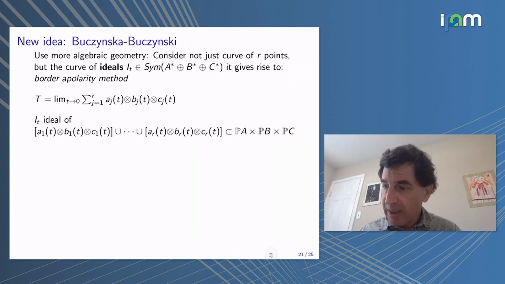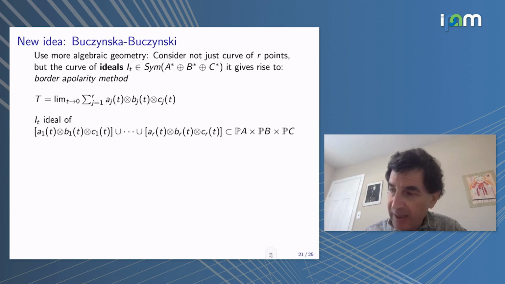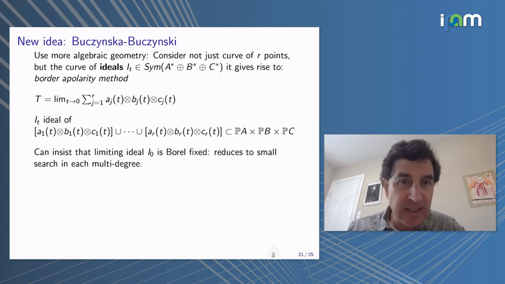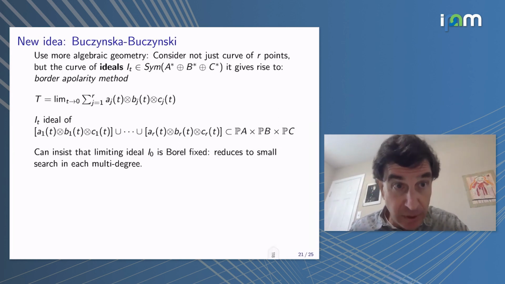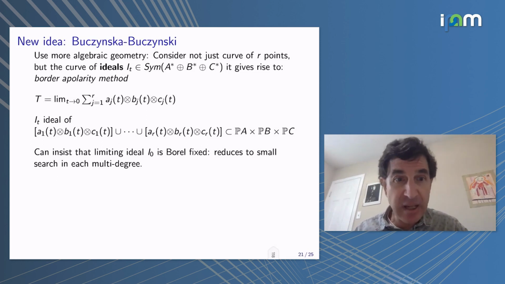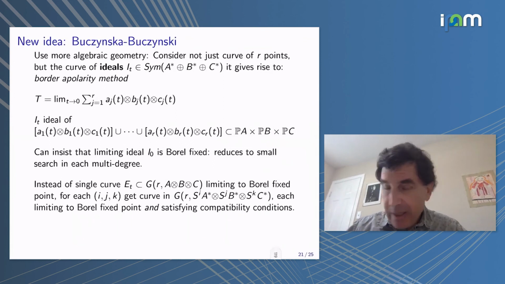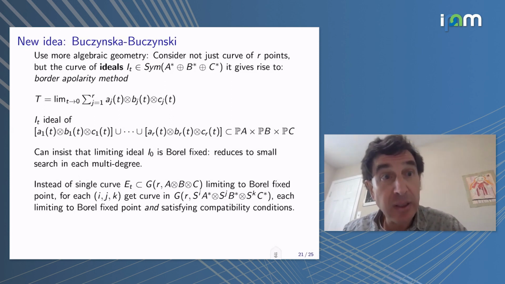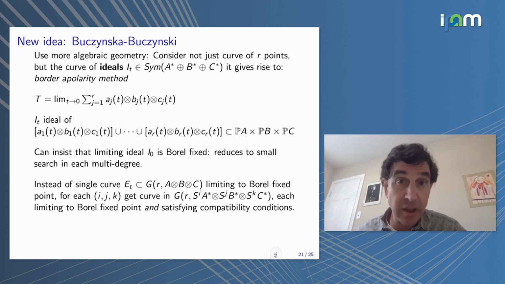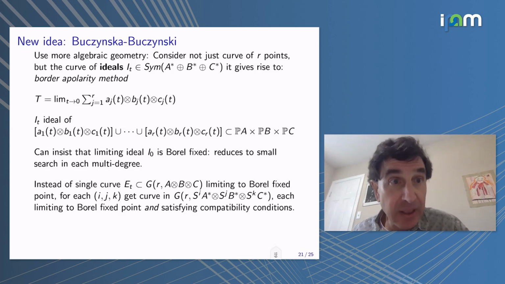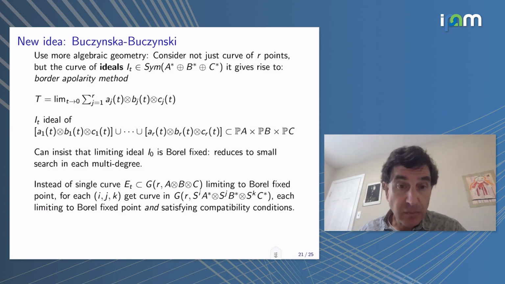So you have this tensor, it's a limit. And now we look at the ideal that's a limit of the ideals of these points. And again, we can insist that the limiting ideal is Borel fixed, that is fixed by these triples of upper triangular matrices in the case of matrix multiplication. And now we're reduced to a small search in each multi-degree. So instead of having a single curve in a single Grassmannian, we get what looks like an infinite number of curves in an infinite number of Grassmannians, but there's a theorem, Castelnuovo-Mumford regularity, that says you only need to look at a finite number of these Grassmannians because stabilization occurs at a certain point. And so now you have all these compatibility conditions that can be exploited to prove lower bounds.